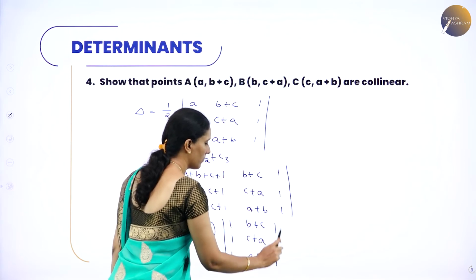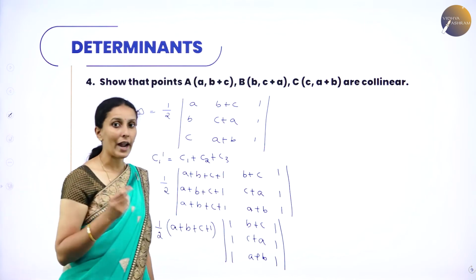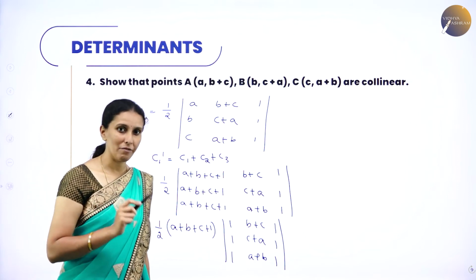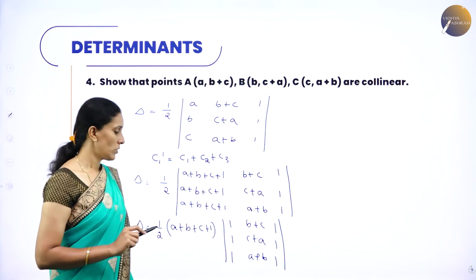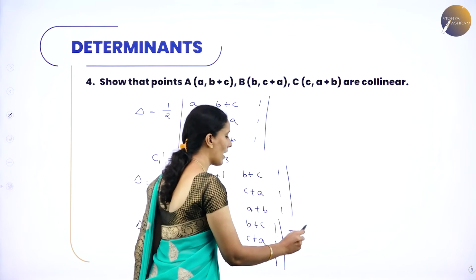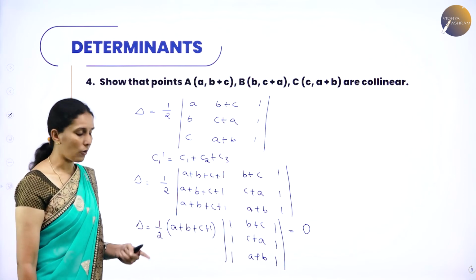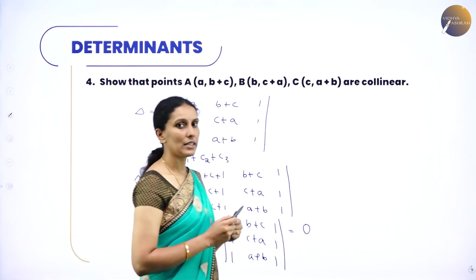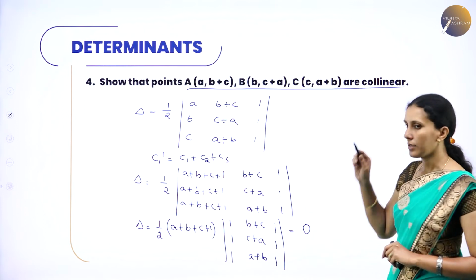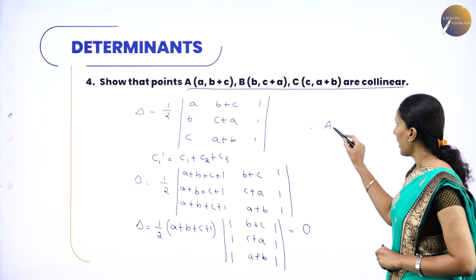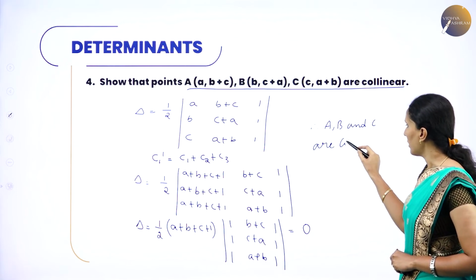Now again using the properties of determinants, whenever any two columns are identical, that means any two columns have the same values or any two rows have the same values, the value of the determinant becomes 0. So therefore clearly I can write this value as 0. Since the determinant value is 0, 0 into anything becomes 0. Therefore, if delta is 0, what can I consider here? I can clearly say that the points are collinear. So, just conclude, therefore, A, B and C are collinear.